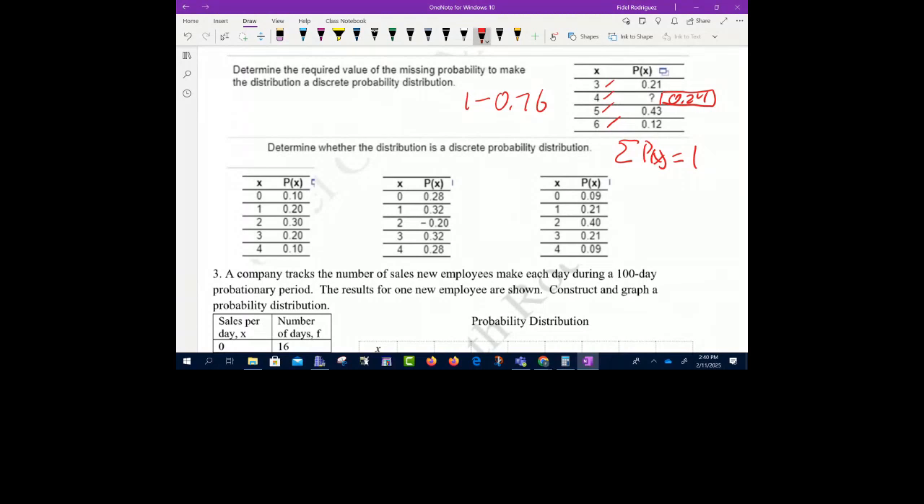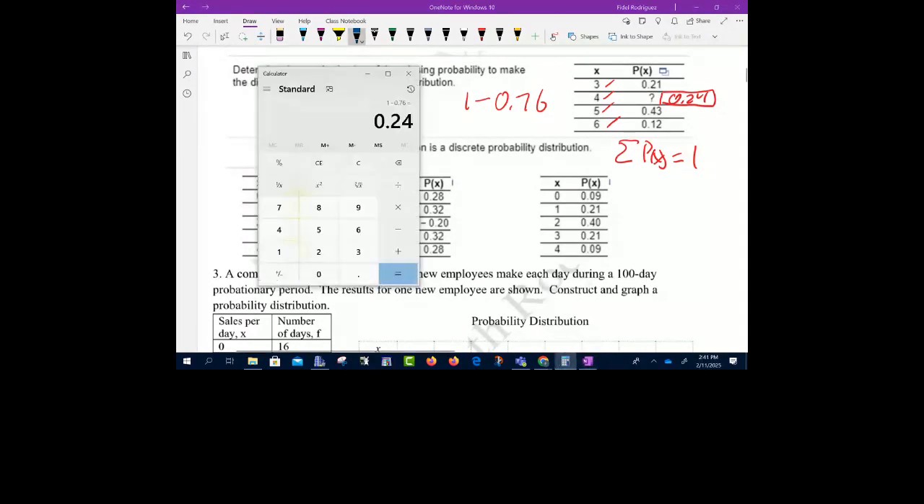Let's just keep it simple. Let's try the second part. Determine whether the distribution is a discrete probability distribution. Okay, so y'all, first thing I need to do, all of the numbers here have to be numbers between 0 and 1. They look like they are, okay? They're smaller than, they're 0, but they're never bigger than 1. Second thing is, I need to make sure that if we were to add up all those numbers, y'all, they add up to the number 1.